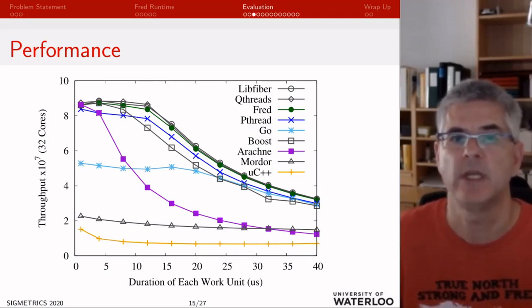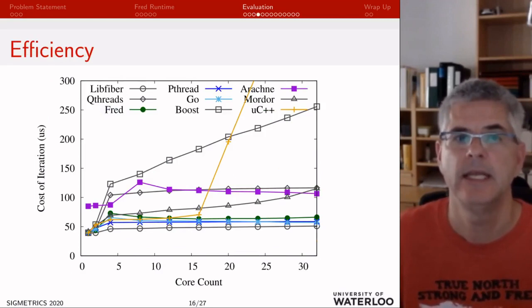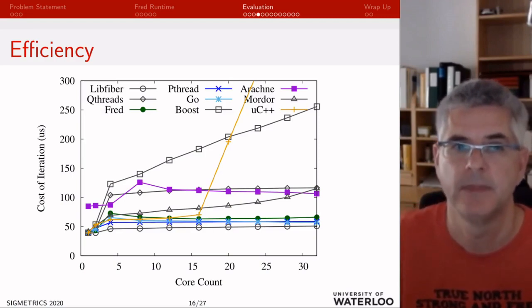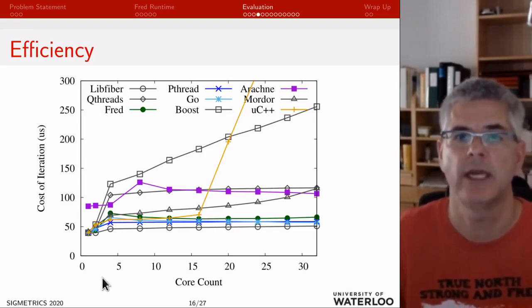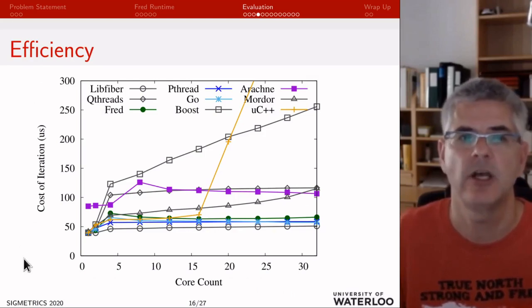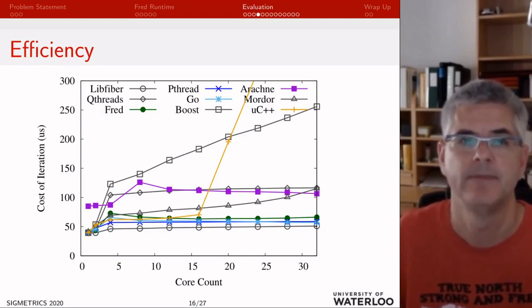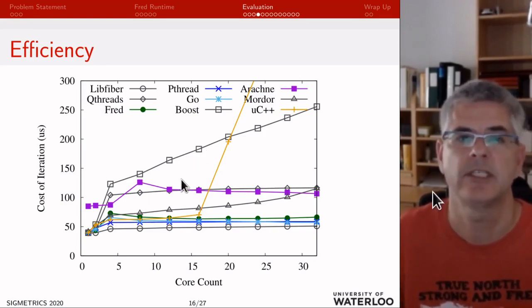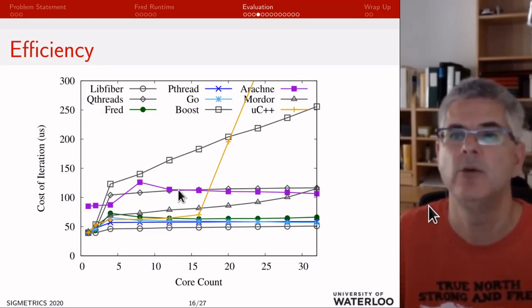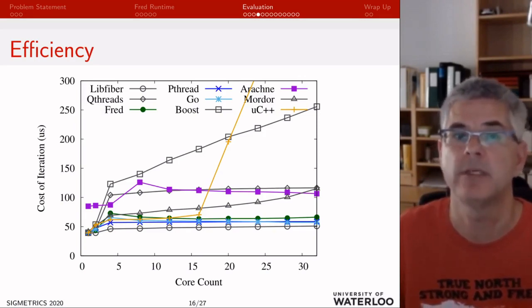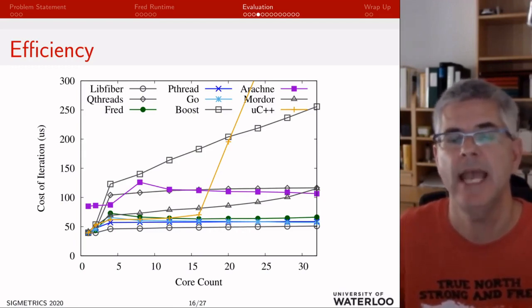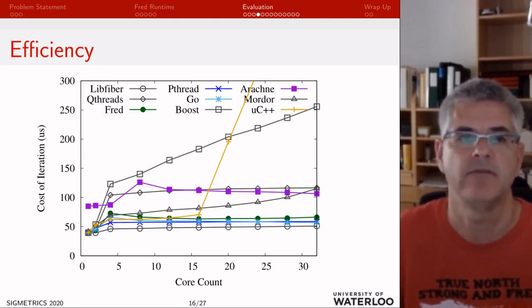However, performance is just one side of the picture. In the next experiment, we compare the efficiency of threading runtimes across a range of resource allocations. The x-axis shows an increasing core count, while the y-axis plots the average cost of executing each iteration of the experiment. In this case, lower is better. Micro C++ and Mordor again don't perform very well. Runtimes such as Arachne, Boost, and Qthreads use busy looping during scheduling and work stealing and have noticeably higher overheads. In summary, only Go, libfiber, pthreads, and our thread runtime show solid performance and efficiency.